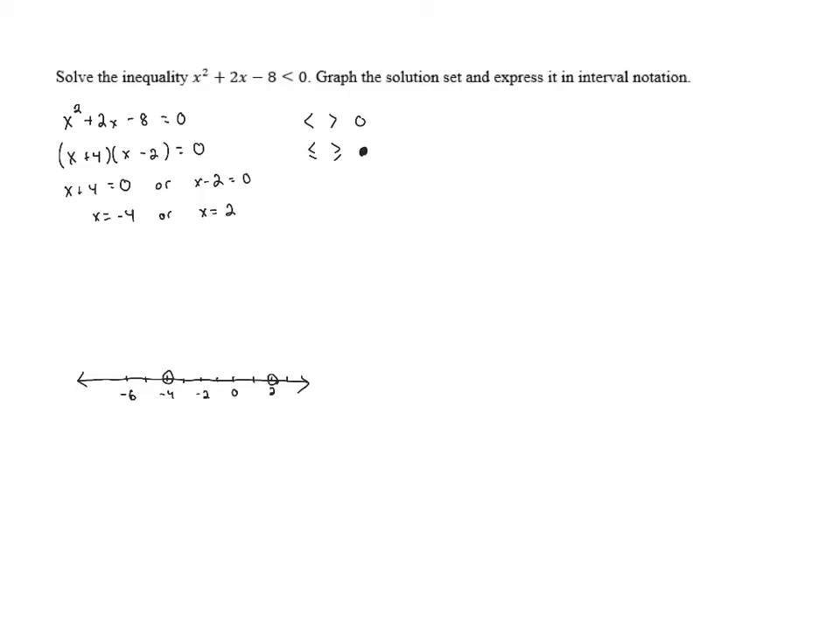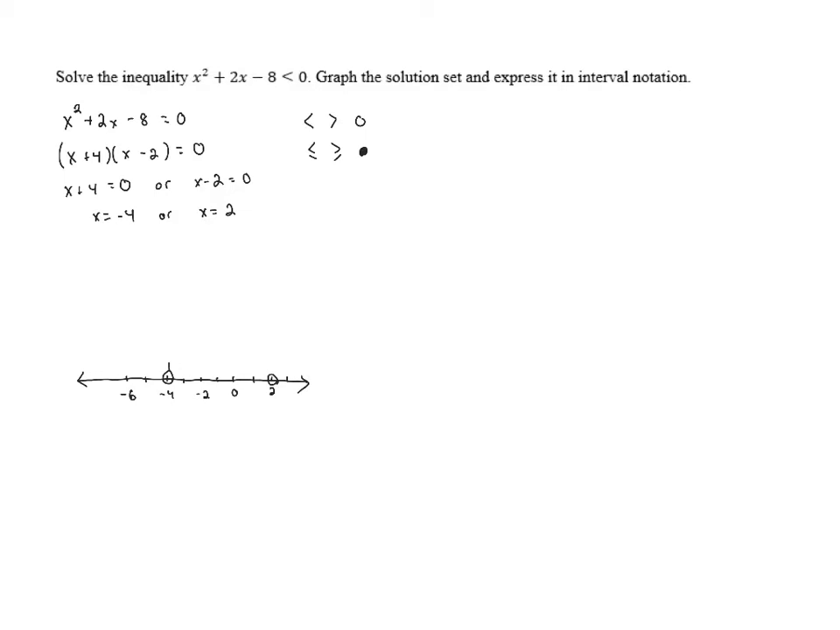The reason for that is at these two points, x squared plus 2x minus 8 is equal to 0, but in the inequality, we want it to be strictly less than 0. So these aren't actually solutions. They'll be the endpoints of the interval or intervals where the solutions fall, but they themselves are not going to be solutions. Now that we've plotted these solutions, we have to make a sign chart.